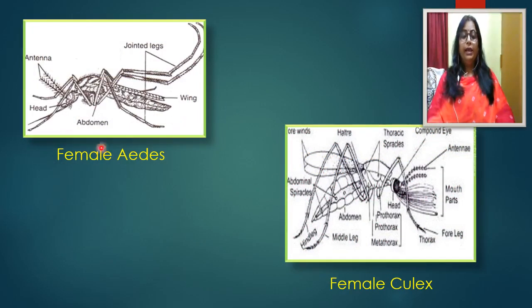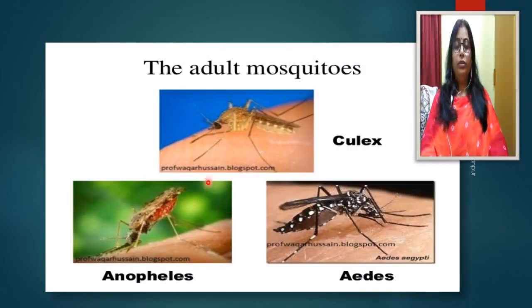These are the female Aedes and this is the female Culex. Here again it's the Culex mosquito. It's the Anopheles when its abdomen is fully filled with blood. And these are the Aedes mosquito. It has white patches as you can see here. It's also called a tiger mosquito.